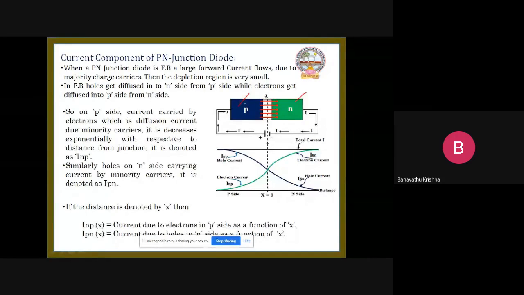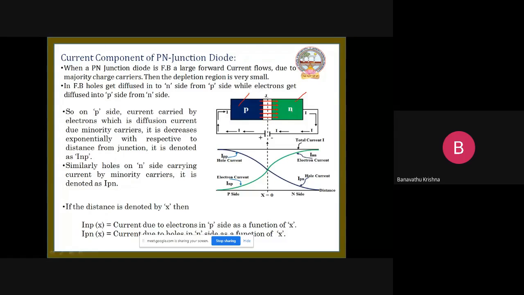Here the majority carriers are holes, and on the other side the minority carriers are holes. So the concentration gradient of holes is very high compared to the N side. Coming to the N side, the majority charge particles are electrons and the minority are electrons, so the concentration gradient of electrons is much higher than on the P side. Due to that concentration gradient, the charge particles move from the P side to the N side and from the N side to the P side. The positively charged holes moving from the P side to the N side leave negative ions behind.